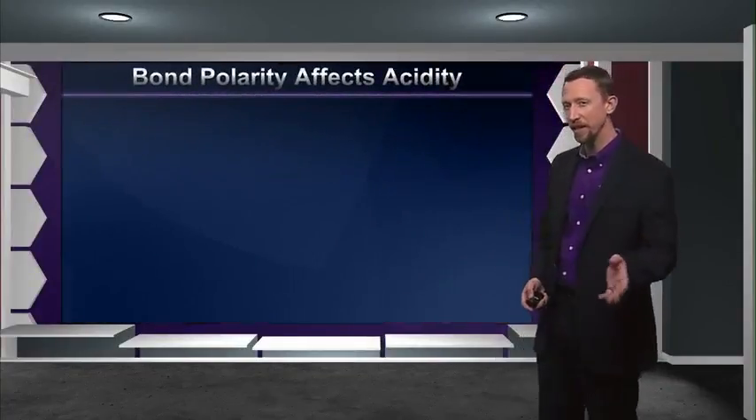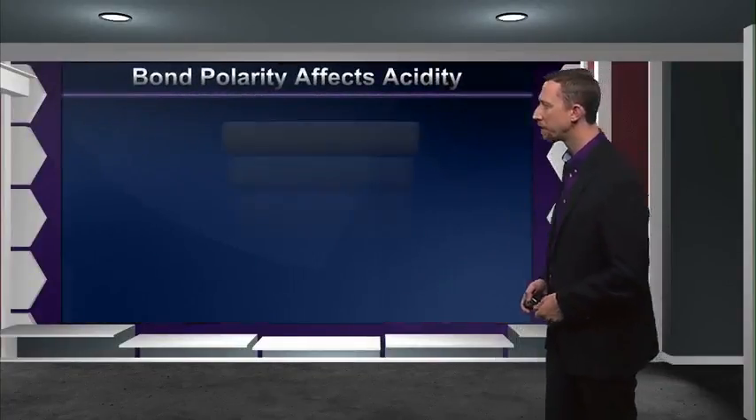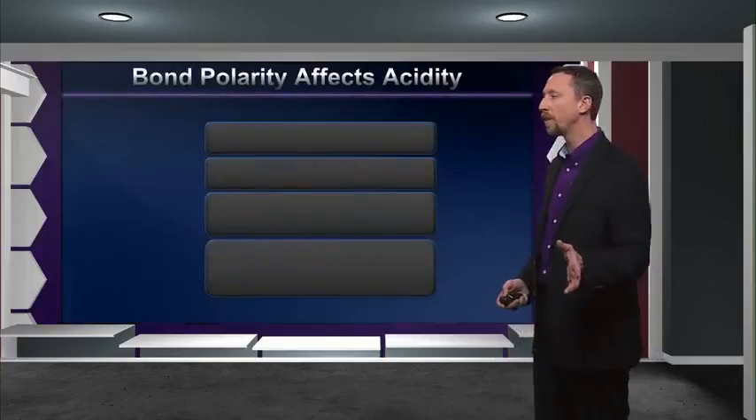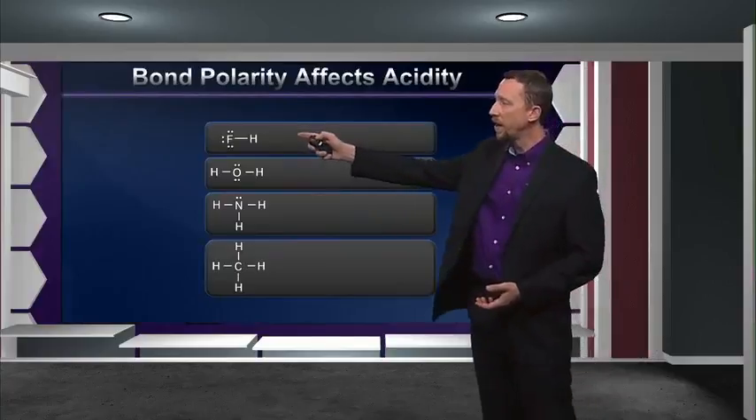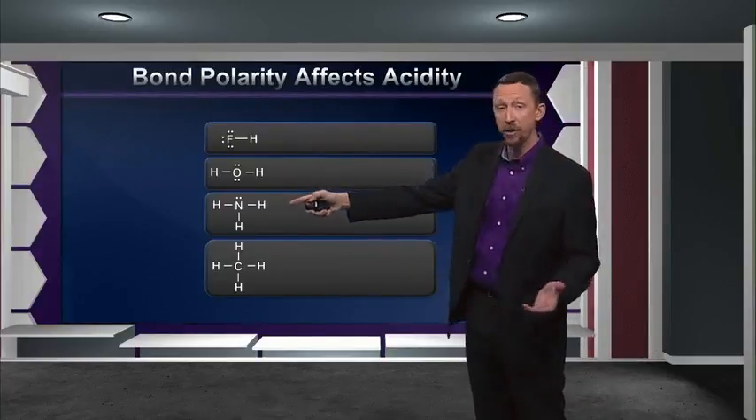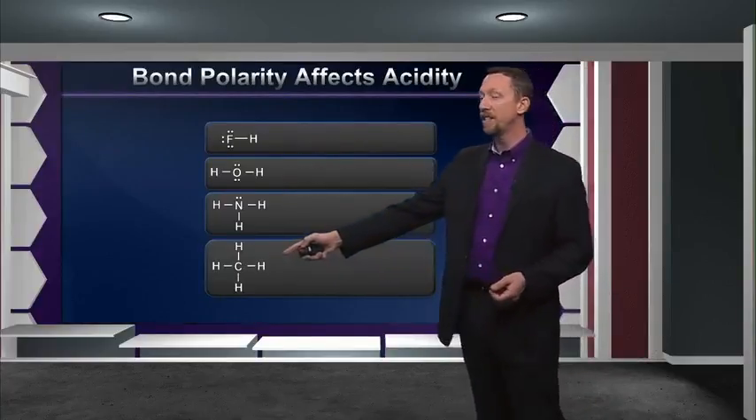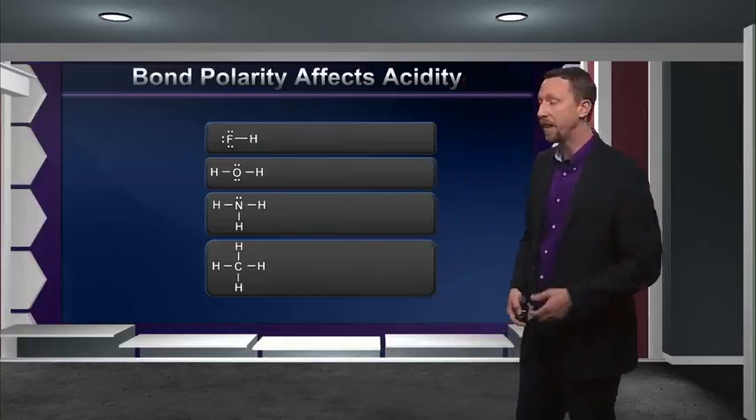Now, in theory, any compound that has a hydrogen could be thought of as an acid. So let's think about a few very simple compounds that have hydrogen, some of which we think of as being acids and some of which we sometimes don't. So here are 4 different potential binary acids. We're going to think about HF, H2O or water, NH3 or ammonia, and CH4, which is methane.